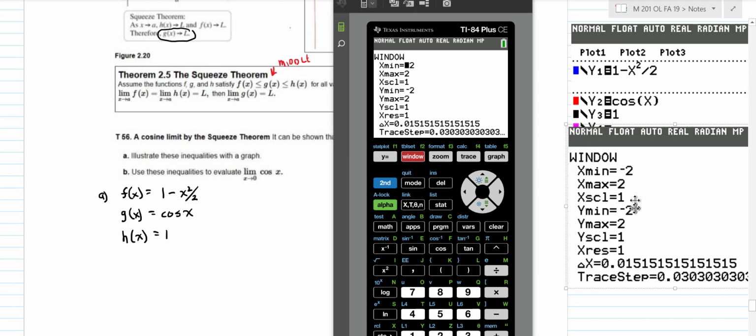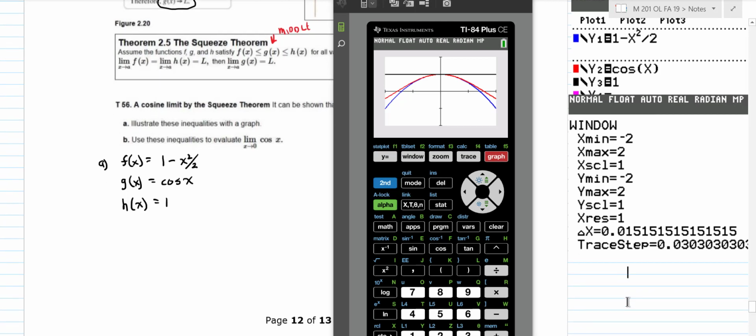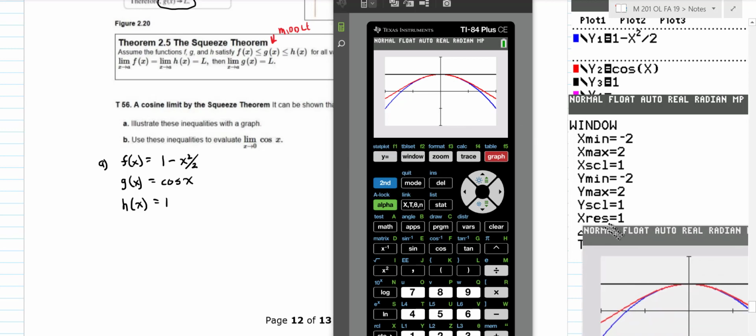Just go -2 to 2 in the x direction and -2 to 2 in the y direction. Once you get that put in, you can press graph, and then we'll sketch ourselves a picture here. What happens on this one is I'm going to have you do a sketch of what came out on the graphing calculator.